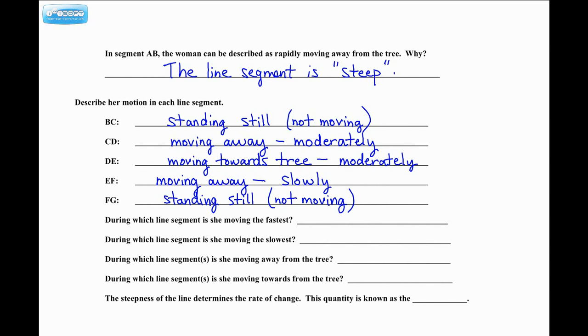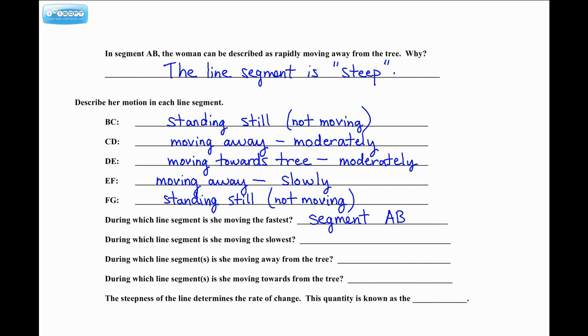Right, so during which line segment is she moving the fastest? During which segment does she cover the greatest distance in the least amount of time? Well, you can tell by looking at where it is the steepest. And we already established that it occurs during segment AB. That's clearly the steepest line segment of that graph.